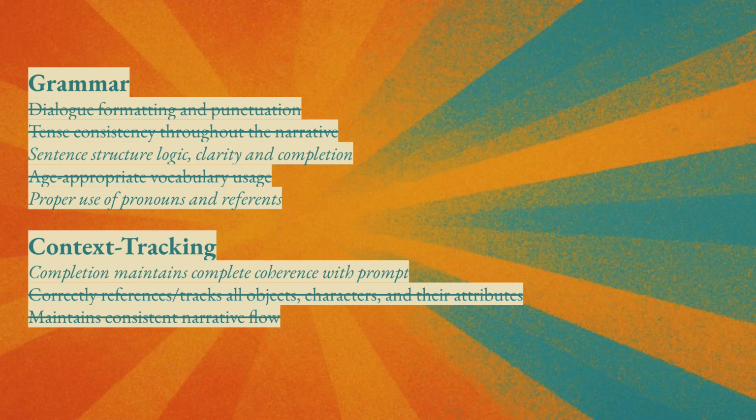For context tracking, I have a single criterion: completion maintains complete coherence with prompt. So you could argue that I should change the category to coherence, but for now I'm going to keep it as context tracking, because even though the criterion is labeled as complete coherence, what Haiku was evaluating when it looked for coherence was things like context tracking, the names and the attributes of the characters and the objects in the prompt. So I feel like this is still very much context tracking. And I'm excited that this is a really high agreement criterion.